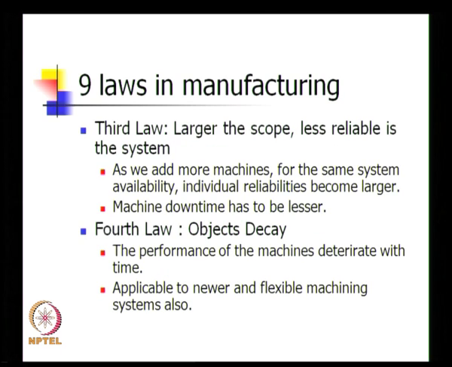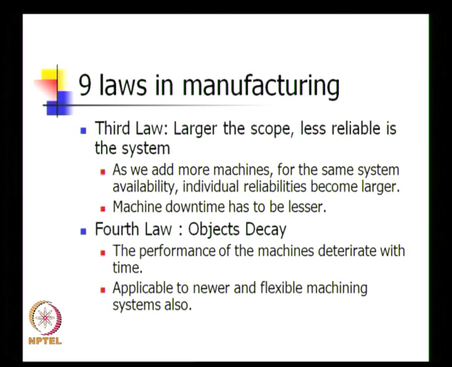Third law is larger the scope and less reliable is the system. So, as we add more machines for the same system availability, individual reliabilities become larger and downtime has to be less, but the understanding is larger the scope, less reliable the system.